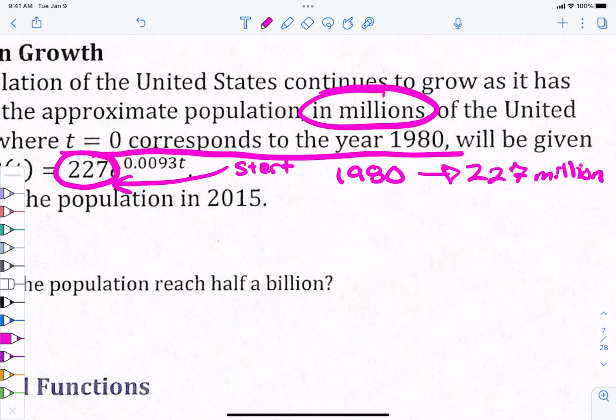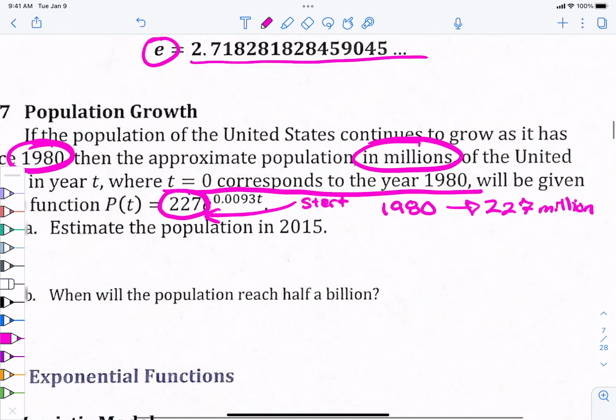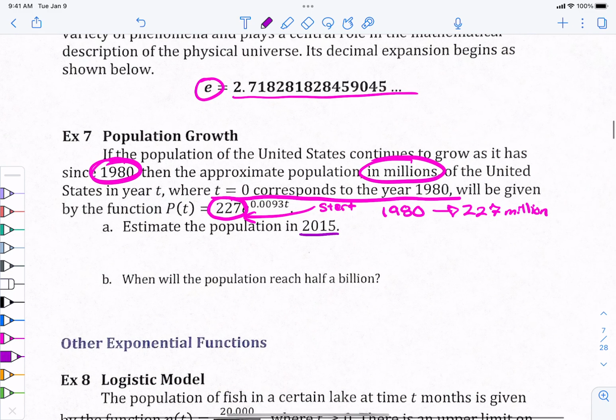All right, so for 1980, if we were to plug 0 in, we would get 227. Like 227 is the starting amount, but it is in millions. All right, estimate the population in 2015. We're not going to plug 2015 in. Why? Because 2015 equals a t of 35. So we're going to plug 35 in.